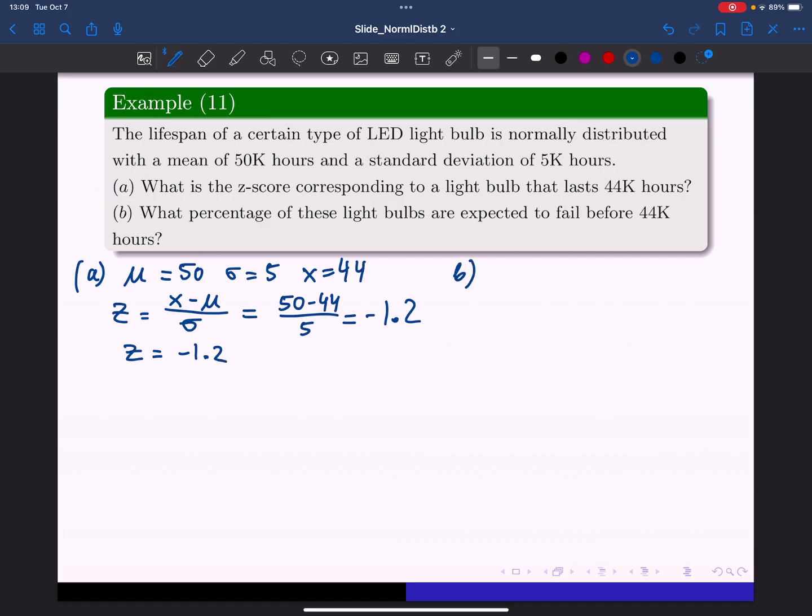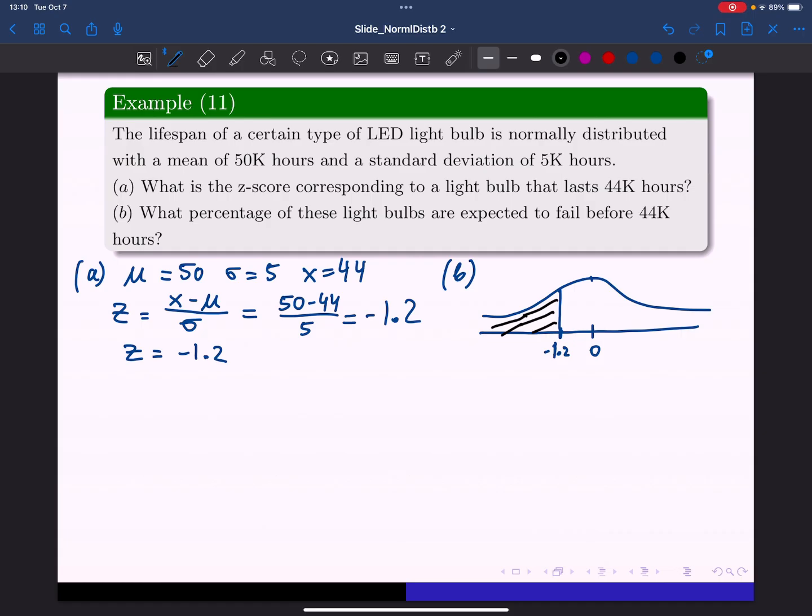For part B, if I draw the normal distribution curve, I have 0 right in the middle, and minus 1.2 is to the left. This is corresponding to the raw data of 44. So they ask what percentage of bulbs are expected to fail. So this is 44,000 hours of life. If I go longer, that would be the life, but if I fail, that would be to the left. So we're looking for this area to the left.